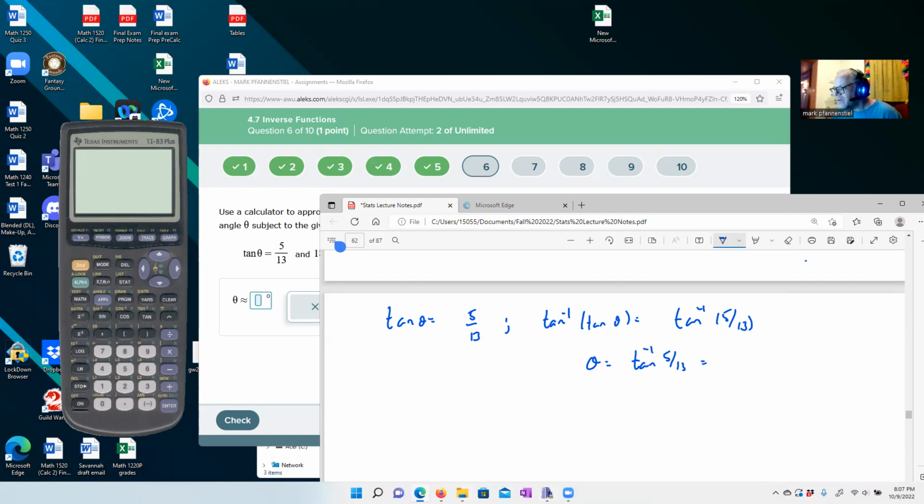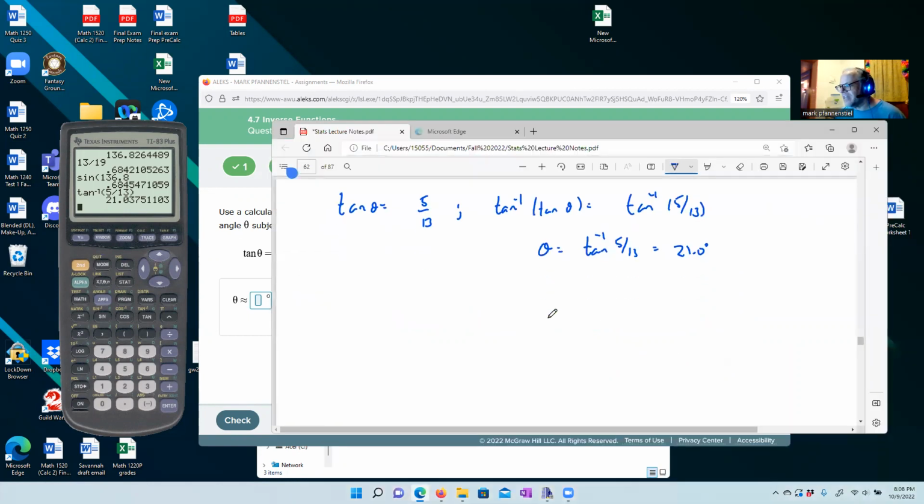Okay, now we'll just go ahead and type that in. So we have second function, tangent, we want 5/13. I know I'm in degree mode already. And I will go ahead and enter that in. That's 21 point, they only want one decimal place. So this is 21.0 degrees. Okay, 21.0 degrees. Now, what are the conditions? The conditions say that we have to be between 180 and 270 degrees.